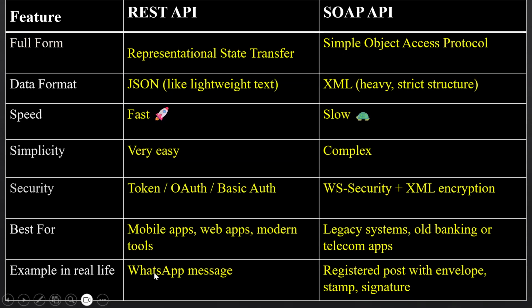Examples in real life: a WhatsApp message. REST is the best example for a WhatsApp message. But SOAP is like the olden days, when we used registered post with an envelope, stamp, and signature. That's the example I'm giving.